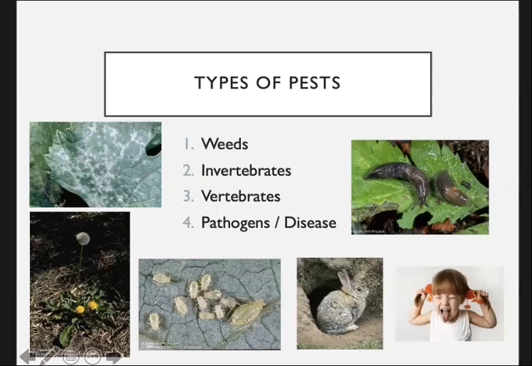Many vertebrates are pretty good pests, especially around here. We have tons of rodents like squirrels and mice and rabbits. Gophers are a big issue we deal with, but even birds and tiny humans can be vertebrate pests as well. Pathogens and diseases are another very diverse and interesting group. This includes all the microorganisms that can cause diseases in plants, including fungi, bacteria, and even viruses.